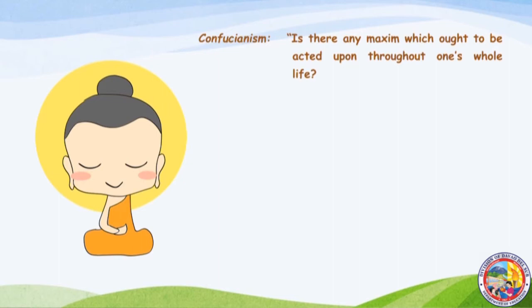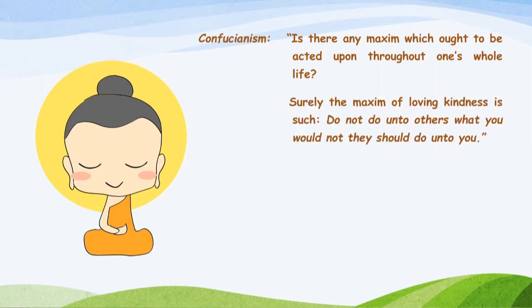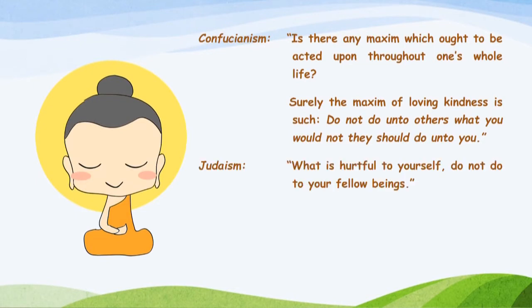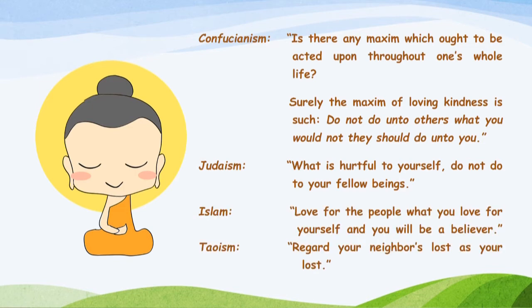Confucianism: is there any maxim which ought to be acted upon throughout one's whole life? Surely the maxim of loving kindness is such: do not do unto others what you would not they should do unto you. Judaism: what is hurtful to yourself, do not do to your fellow beings. Islam: love for the people what you love for yourself, and you will be a believer. Taoism: regard your neighbor's loss as your loss.